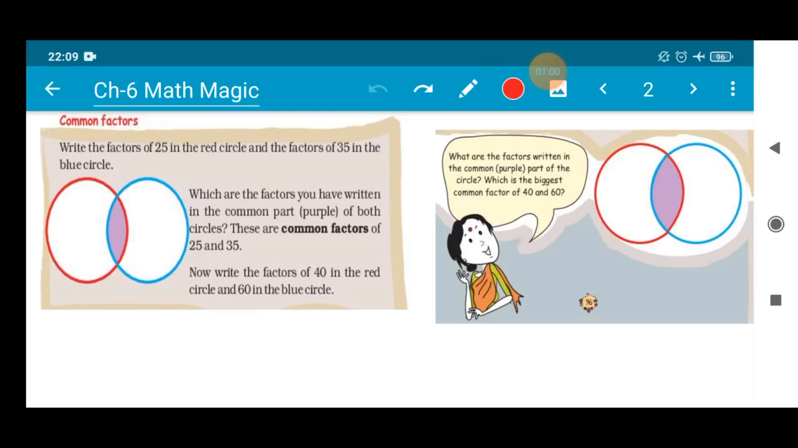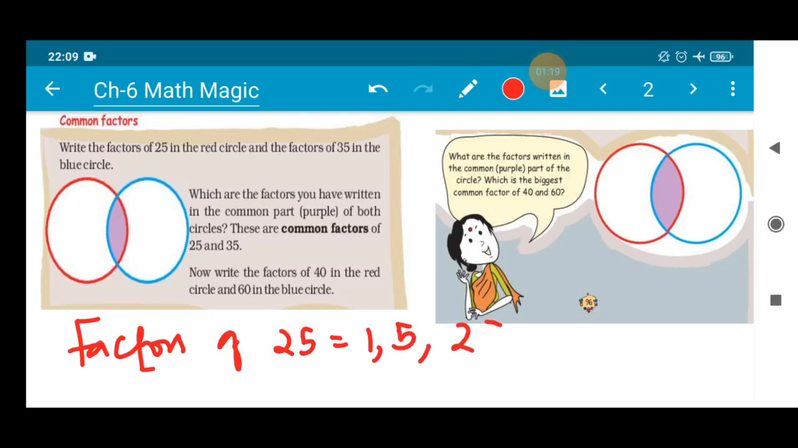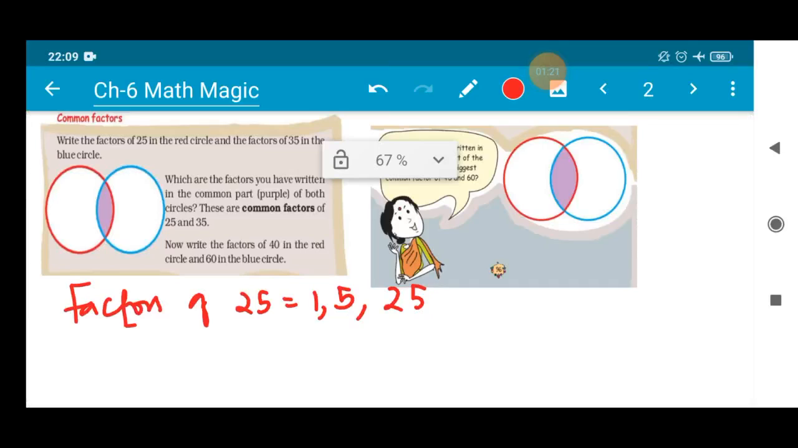Now write the factors of 45 in the red circle and 60. So this will be the next question. First of all, we are going to solve this part. Okay, so let us write the factors of 25. The factors of 25 I am writing here will be, the factors mean the numbers which can divide it. 1 of course, then 5 and the number itself, that is 25, right?